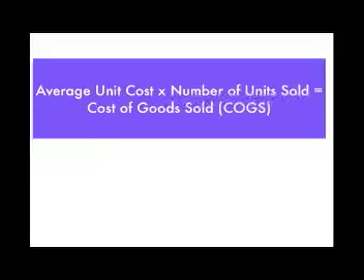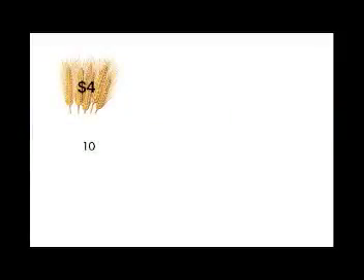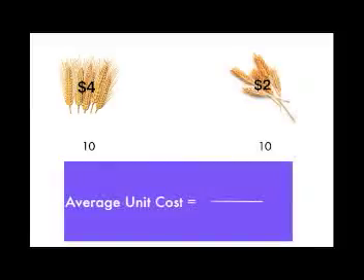For example, if a farmer has 10 units of durum wheat at a cost of $4 a unit and 10 units of red wheat at a cost of $2 per unit, the average cost would then be calculated by adding the total price of all wheat together and dividing that number by the number of units he possesses, which would average out to $3 a unit.